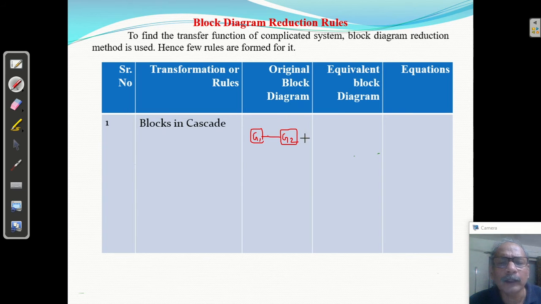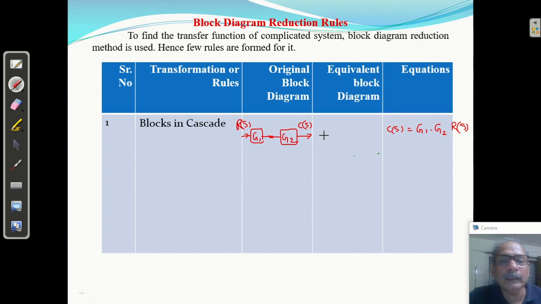It is in the S domain. This is the input R of S, and this is the output C of S. So first tell me, what is the output here? Let us first write the output. C of S equals what? C of S equals G1 into G2 into R of S. So C of S equals G1 into G2 into R of S.